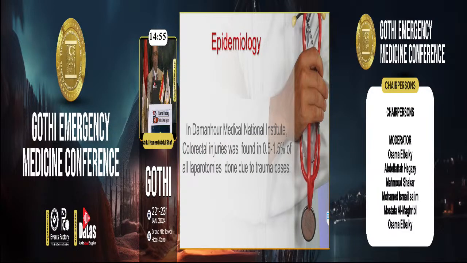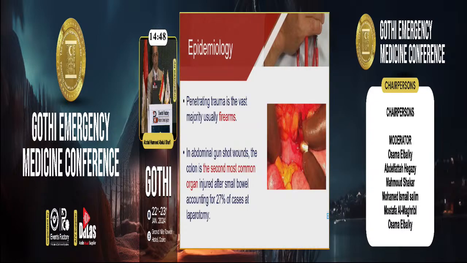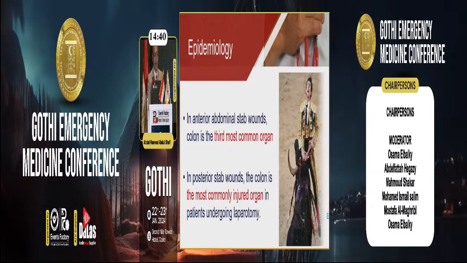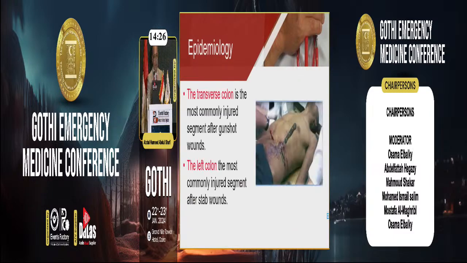Colonic injuries account for 0.5 to 1.5% of all trauma cases. Penetrating trauma is the vast majority, usually firearms and abdominal gunshot wounds. The colon is the second most commonly injured organ after the small bowel. In anterior abdominal stab wounds, it is the most commonly injured organ in patients undergoing laparotomy. The transverse colon is the most commonly injured segment after gunshot wounds. The left colon is the most commonly injured segment after stab wounds.